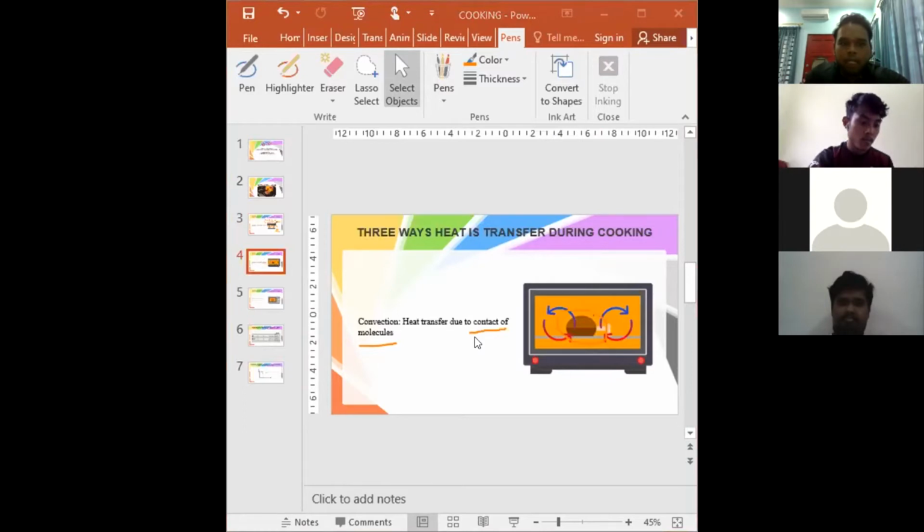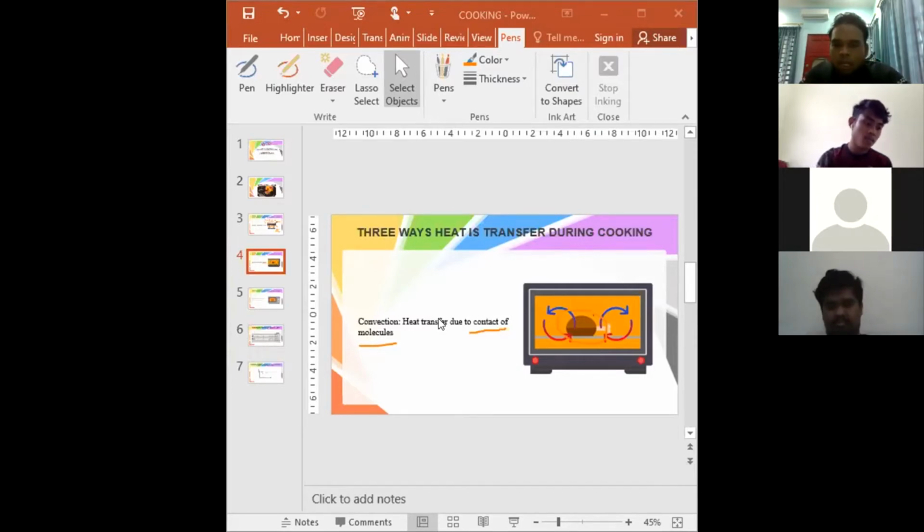When the burger is nearer to the heat source, conduction heats up the pot, which then hits the molecules inside the burger. As these molecules are hit, convection causes them to move away from the interior of the pot as they are replaced by cooler molecules. This continuous current creates convection heat transfer within the burger.